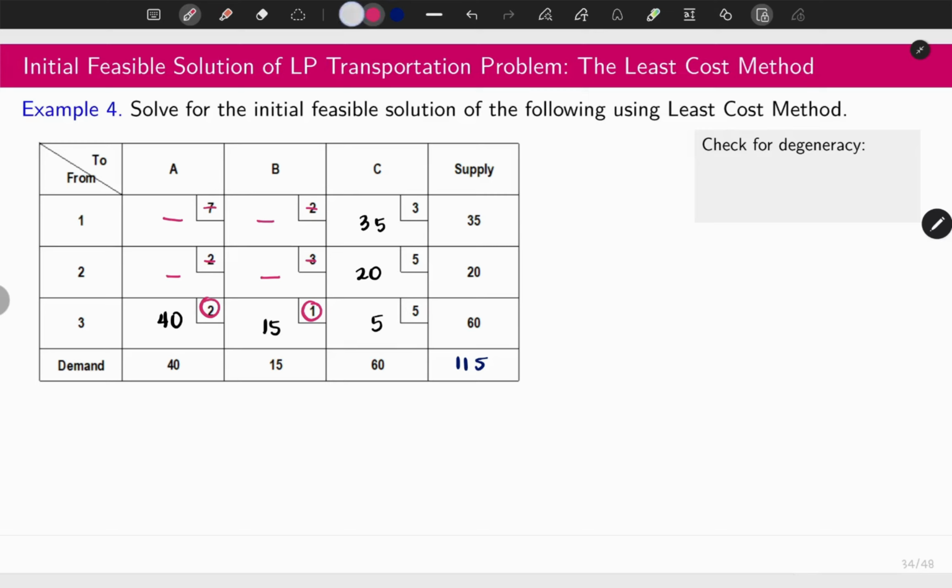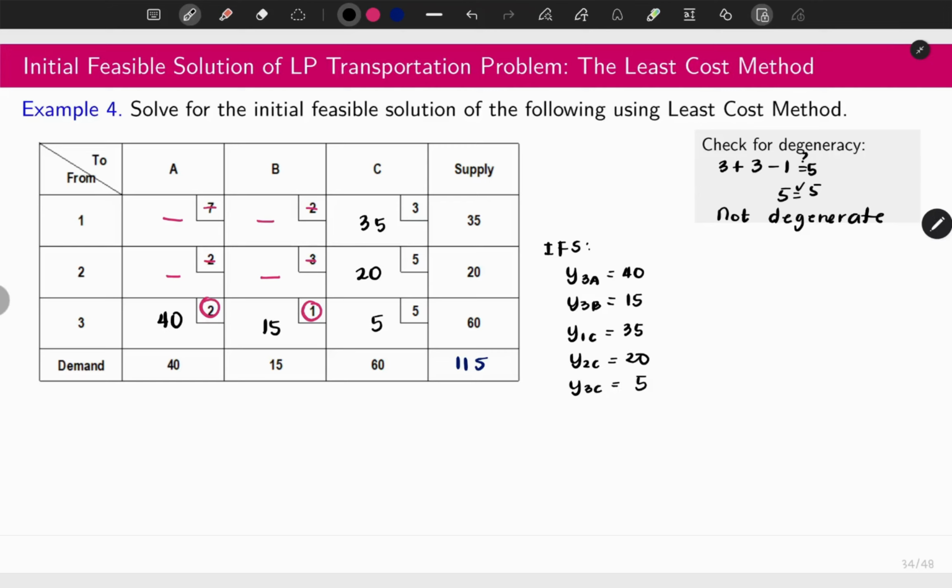Let us now check for the degeneracy. How many? We have 3 plus 3 minus 1. Is this equal to how many occupied cells do we have? 5. Okay, 5 is equal to 5. So, this is not degenerate. Unlike in the northwest corner, where this becomes degenerate. Alright. I will now write the initial feasible solution.